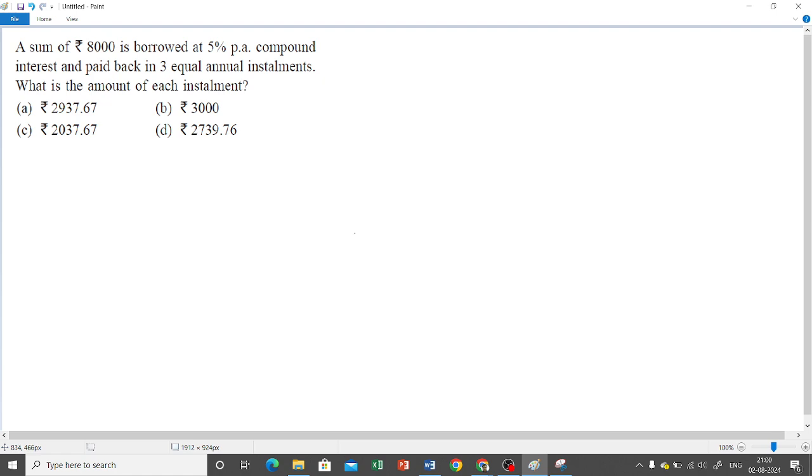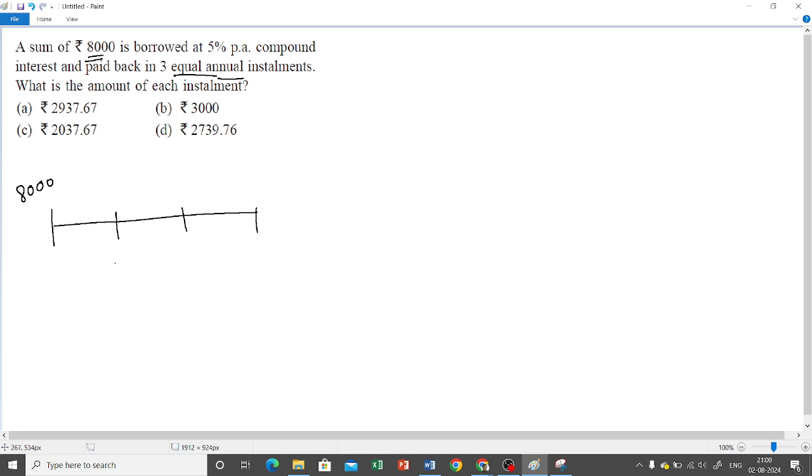A sum of rupees 8,000 is borrowed at 5% per annum compound interest. So remember, this rupees 8,000 is actually borrowed at 5% per annum compound interest and paid back in 3 equal annual installments. What is the amount of each installment? So what we are going to do is the timeline technique. How many installments? 3. 1, 2, 3. So the value of the sum that is borrowed is 8,000 over here.